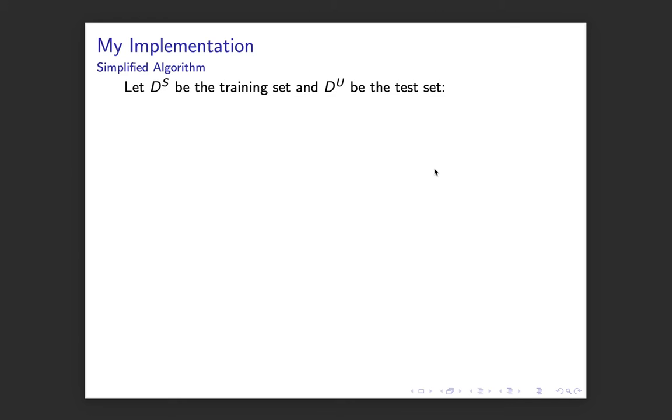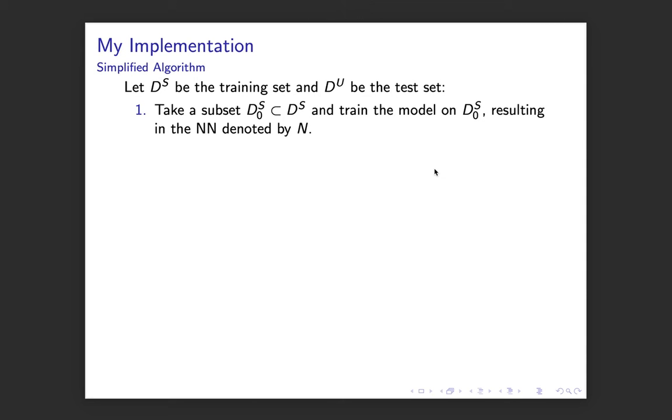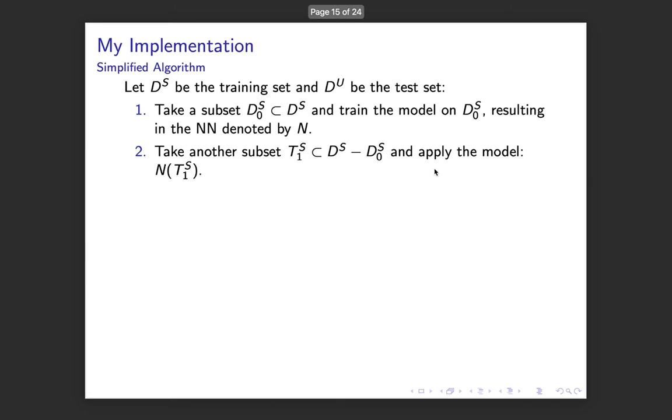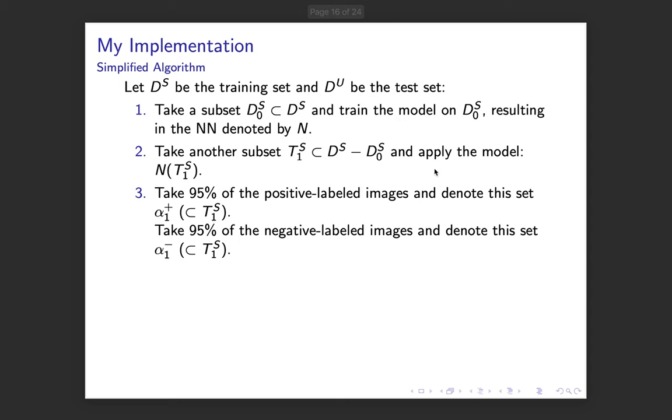So suppose we have our data D, we break it up into the training set DS and the test set DU. We take a small subset of the test set, so that's like the blue triangles, and train a neural network on that set. So I used a simple convolutional neural network. And then we take another subset of the training set and input it into that trained network, and we'll get some labeled images as the output. Now to simulate this human one-bit supervision, we assume that humans have a 95% accuracy, just as in the paper, and we keep 95% of the positive and negatively labeled images, throw away the rest.